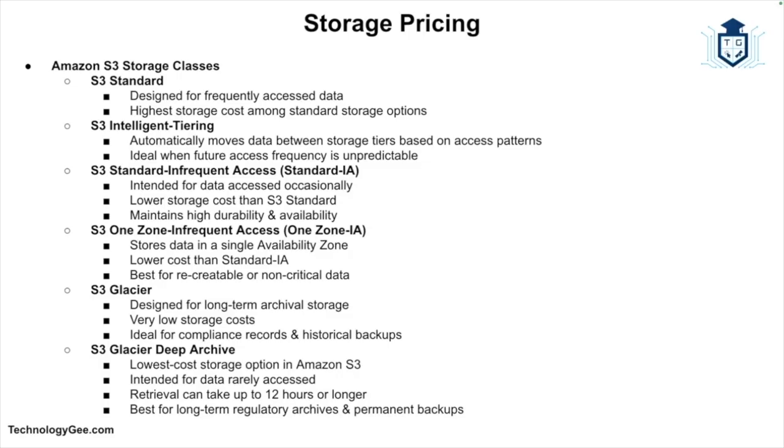You've got S3 Standard-IA, or infrequent access, and this comes at a lower cost, though retrieval is charged. You've got S3 One Zone-IA. This is cheaper, but has less redundancy. You've got S3 Glacier. This is archival storage at a very low cost. And then you've got S3 Glacier Deep Archive, and this is the cheapest, but it also has the slowest retrieval.